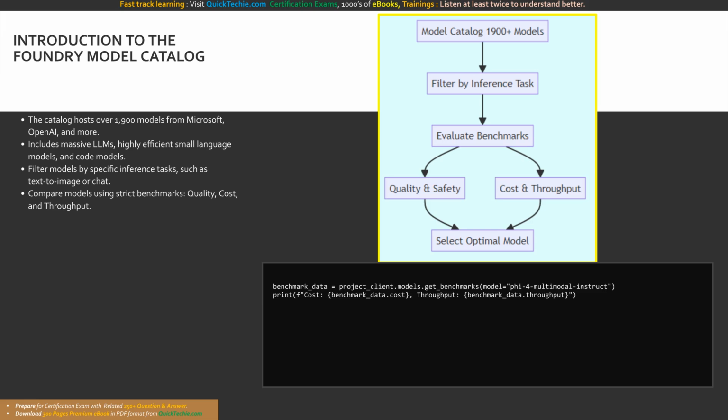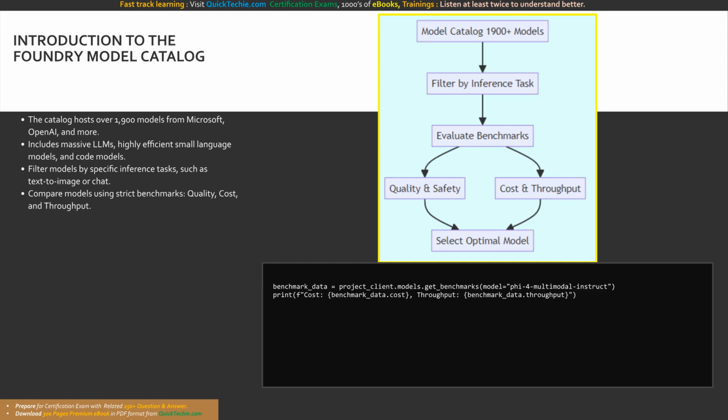When you begin your architectural journey in Microsoft Foundry, you are immediately introduced to the model catalog. This catalog is an extensive, centralized hub featuring over 1,900 foundation models from Microsoft, OpenAI, Black Forest Labs, and other leading industry providers. These available models range from massive large language models designed for incredibly complex reasoning, to highly efficient small language models like the Phi family, and even highly specialized code and multimodal models.